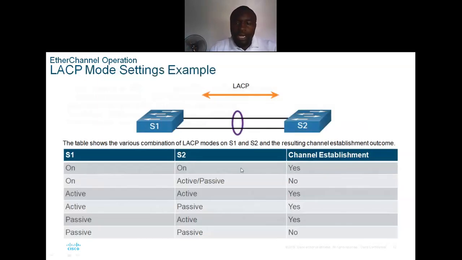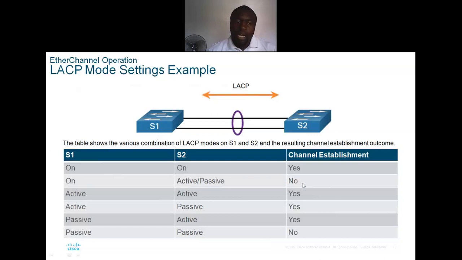So now let's look at the chart for the link aggregation. So you see, if switch 1 is on, switch 2 is on, we have EtherChannel. If switch 1 is on and switch 2 is either active or passive, there is no negotiation.